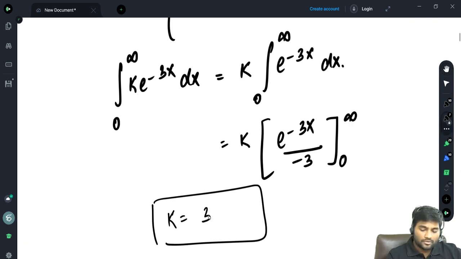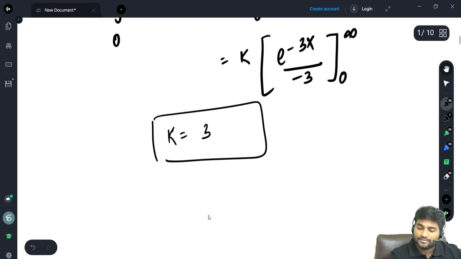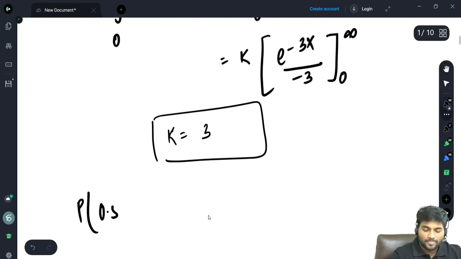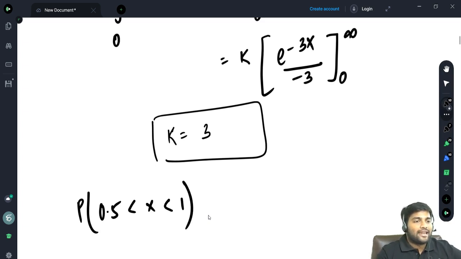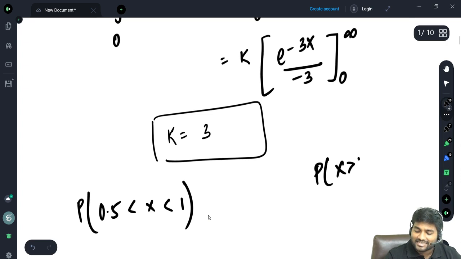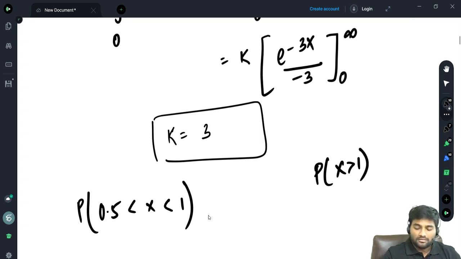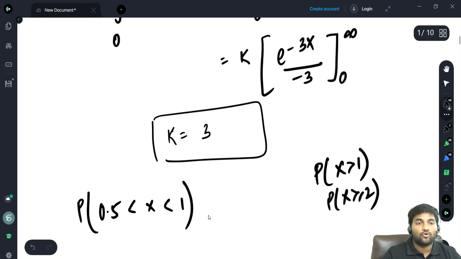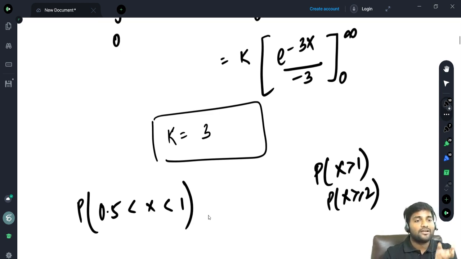Okay. Now I'm giving you all a probability to calculate. Probability 0.5 to 1. So we need to calculate the probability that x lies between 0.5 to 1. Now there is a difference between discrete and continuous. In discrete, if it says x is greater than 1, this means what? Greater than or equal to 2, because after 1 it is 2, after 2 it is 3. But in continuous, greater than 1 means what? 1.00001. So it is as good as 1 only.